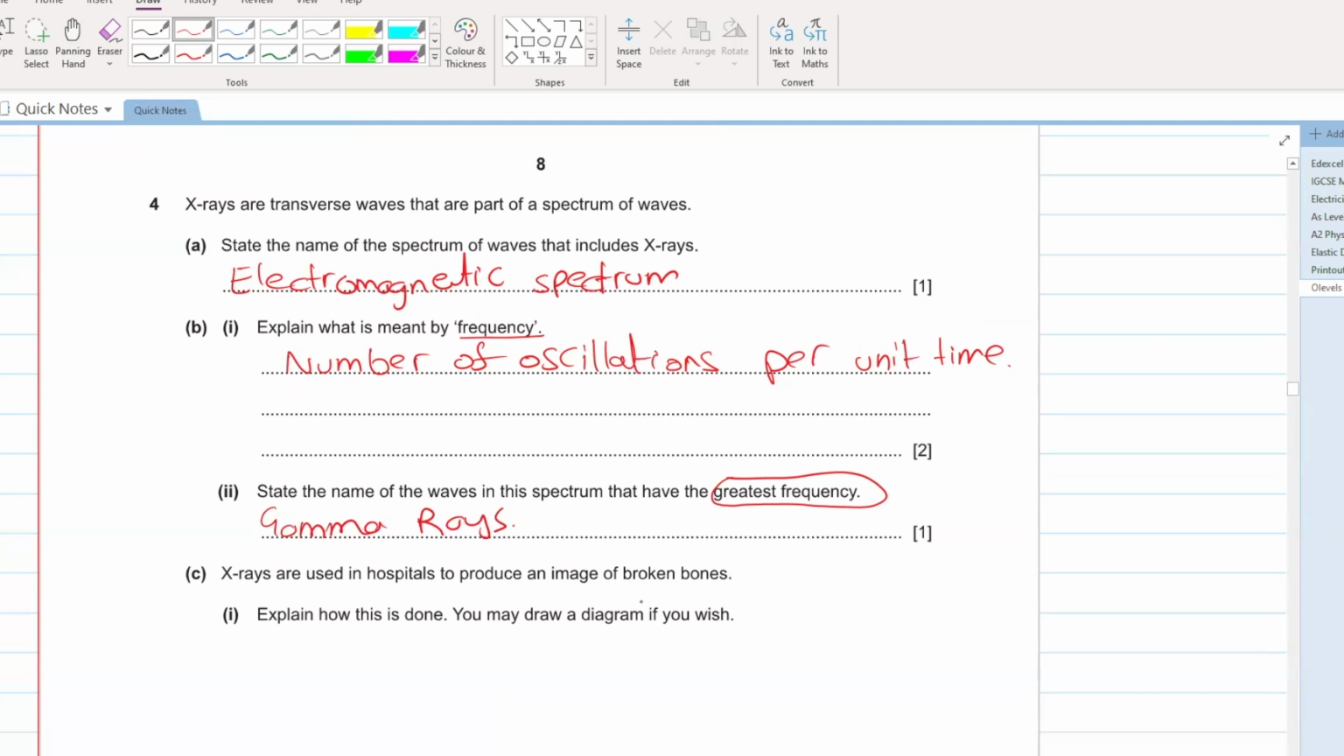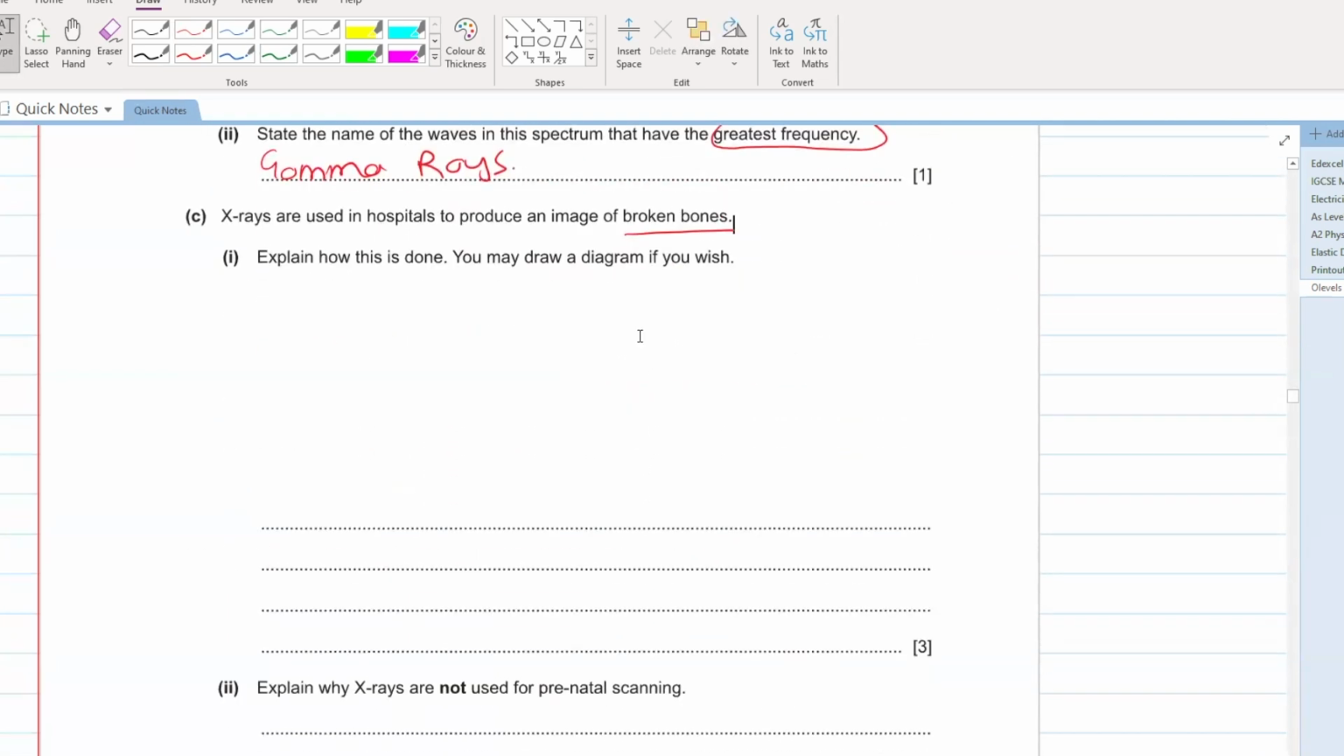X-rays are used in hospitals to produce an image of broken bones. Explain how this is done. You may draw a diagram if you wish. Now, please remember, whenever the examiner has provided you a space to draw a diagram, don't leave it empty. He is giving you some kind of respect. Please take that with both hands. Now, what will happen?